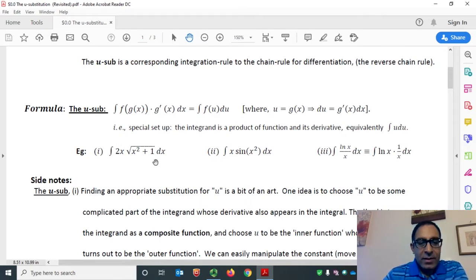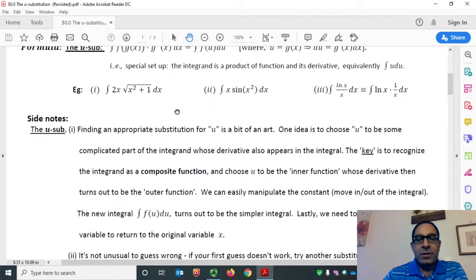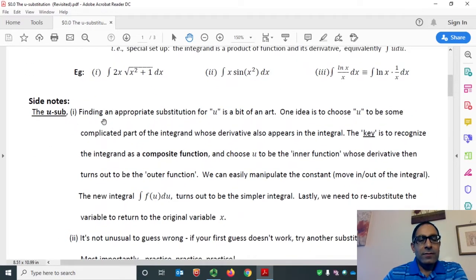Great. So some quick side notes on the U-sub technique. Let me scroll down. First, finding an appropriate substitution for u is a bit of an art. One idea is to choose u to be some complicated part of the integrand whose derivative also appears in the integral. For example, here in the first example, under the radical is x squared plus 1. This term looks more complicated than the 2x dx, so we put u equals x squared plus 1.